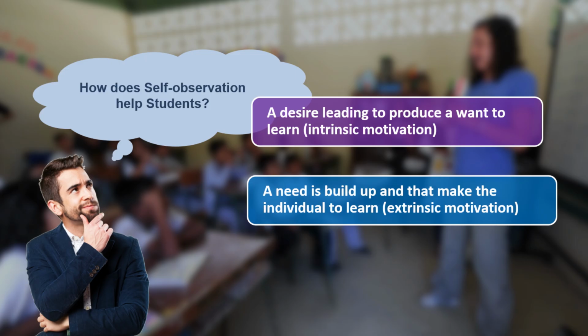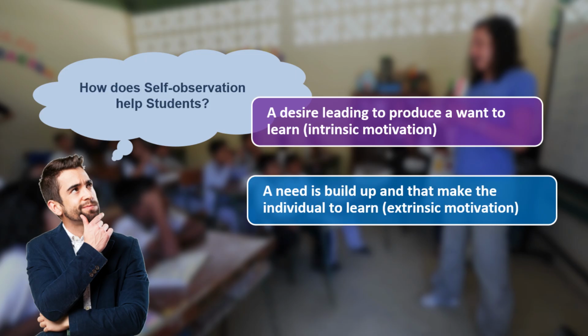So that means when the learner engages in self observation, it is their intrinsic motivation, it is their inspiration that they are getting within themselves. So they are getting self motivated, self oriented, and will engage themselves in observing their activities, what they are doing. So that also leads the learners to produce a want to learn. They will understand that yes, they have the wish to learn.